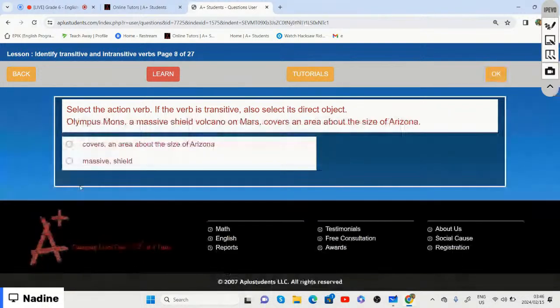All right, this is the last one. We need to select the action verb. If the verb is transitive, then also select the direct object. Olympus Mons, a massive shield volcano on Mars, covers an area about the size of Arizona.